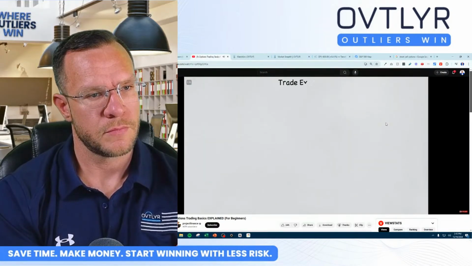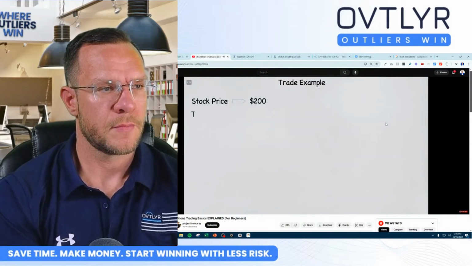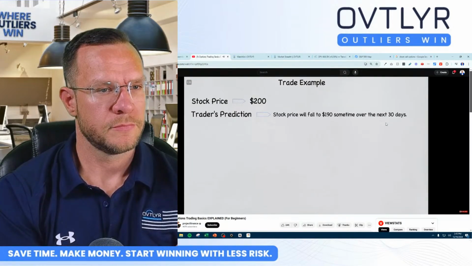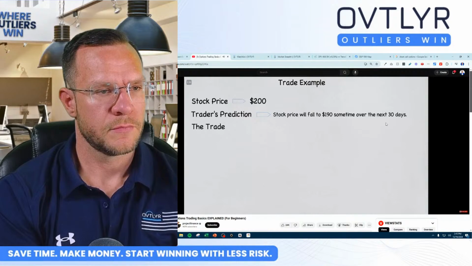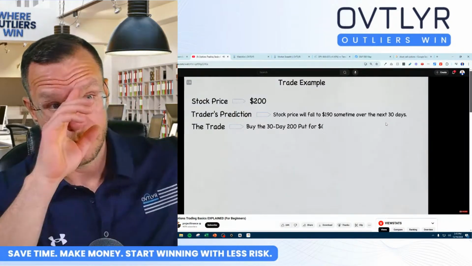So as we did with call options, let's go through a trade example, and this time we'll use put options. So let's say the stock price is currently at $200, and let's say the trader's prediction is that the stock price is going to fall to $190 per share sometime over the next 30 days. So the trade we're going to look at is buying the 200 put that expires in 30 days, and we're paying $6.50 for that put.